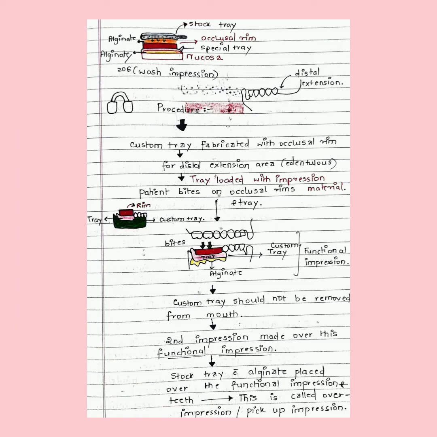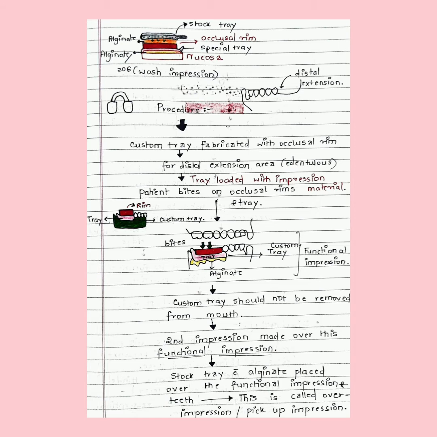The dual impression technique means that we are recording the functional impression through border molding and also recording the tissues in anatomic state. These techniques are specially designed for distal extension cases, that is Kennedy's class 1 and 2, and also sometimes for Kennedy's class 4, that is for long span edentulous areas.